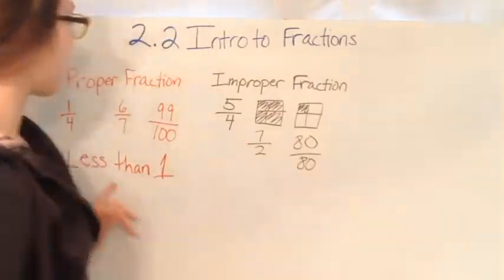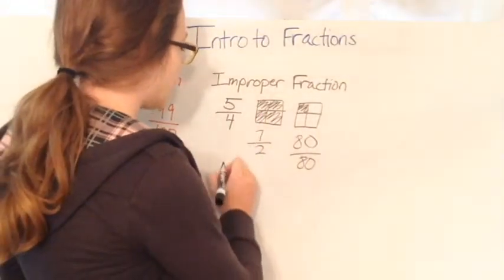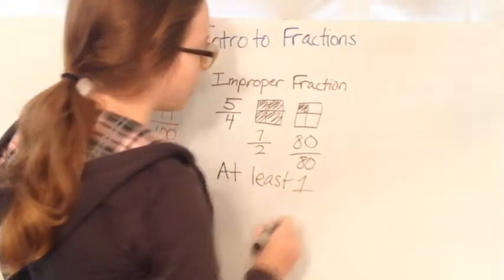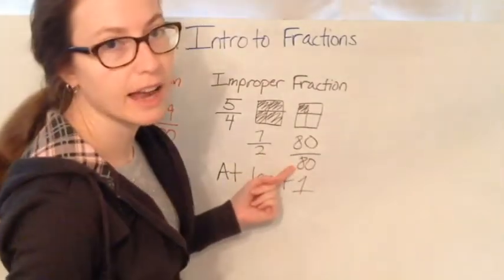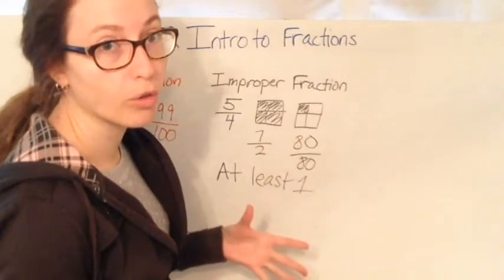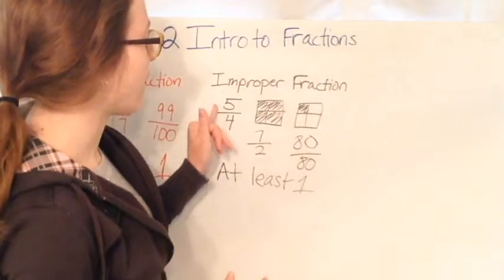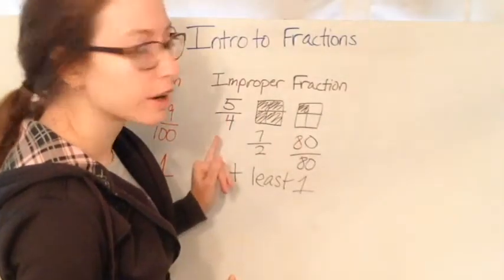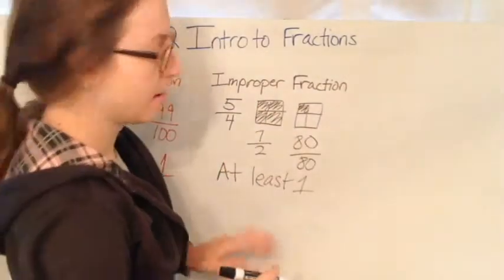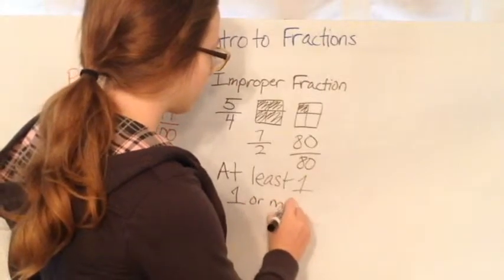And so if a proper fraction is less than 1, an improper fraction is at least 1. What that means is if I have a cake cut into 80 pieces and I eat 80 of them, I have eaten one whole thing. If we have a couple cakes cut into quarters and I eat 5 quarters or 5/4, that's actually bigger than 1. I've eaten more than one whole thing. So it's at least 1, which is 1 or more.